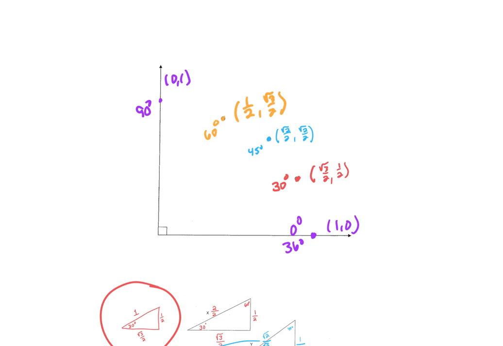Okay? Yes. I'm sorry? Yes. Sorry, that's very messy. 360 degrees. Yep. Okay.